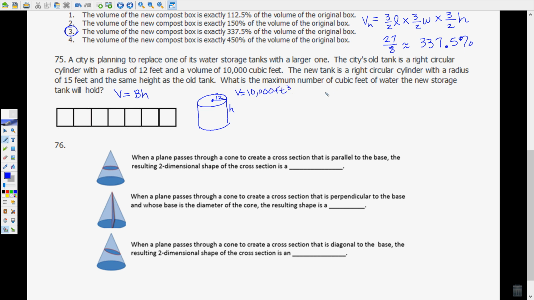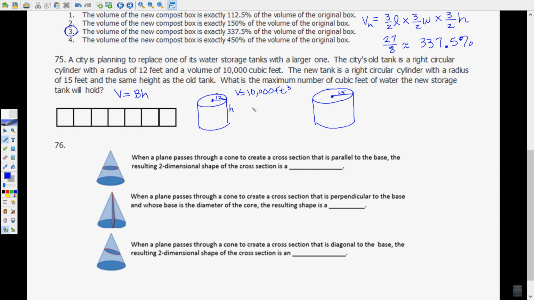Then we have this new tank over here, and the radius of this new tank will be 15 feet, and it's going to have that same height. They want to know what is the new volume of that. So what we have to do is find the height.